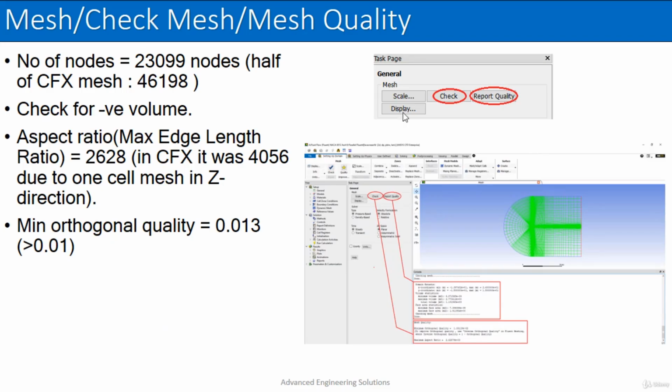So you can check the mesh quality from the general task page and then click on the check and the report quality, which we did in the previous lecture. And number of nodes are 23,099. They are half the number of nodes in the CFX case, because in the CFX case we have to extrude the mesh by one cell, so it will double the mesh nodes in the CFX case.